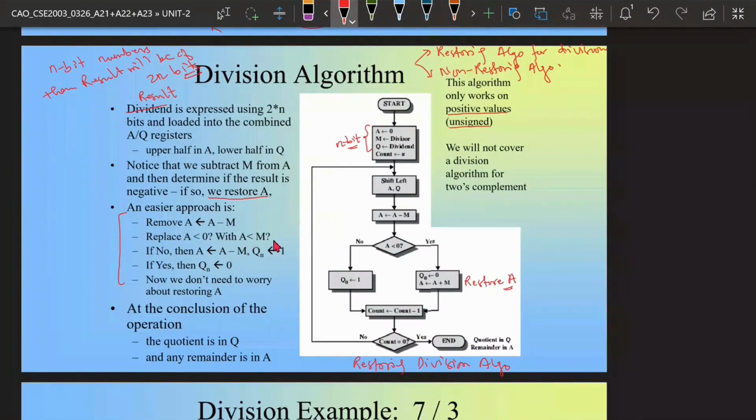If yes, then we will make the Qn bit equal to 0. If no, then we will do this operation. So if we make this type of modification to the algorithm, we will not be able to use the restore step, and once we are not able to use the restore algorithm, that is considered non-restoring.